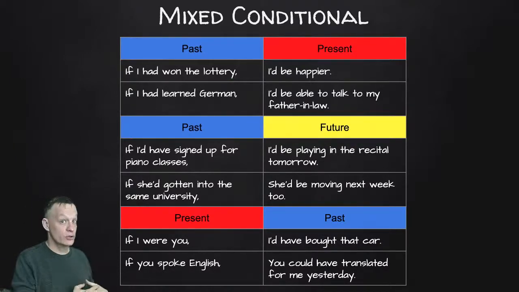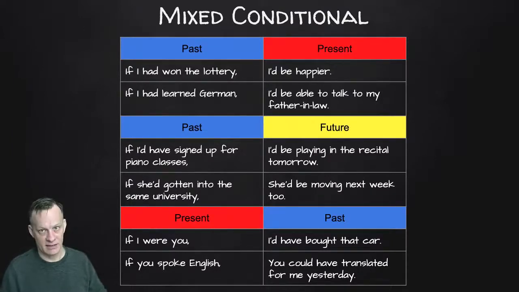If I had learned German 2 years ago or when I was a child or whatever, now I would be able to talk to my father-in-law. I don't know German now. I can't talk to my father-in-law, and I never learned German in the past. So now we're mixing. This is the if clause of a third conditional and the main clause of the second conditional. So you see we're mixing the conditionals. All right.